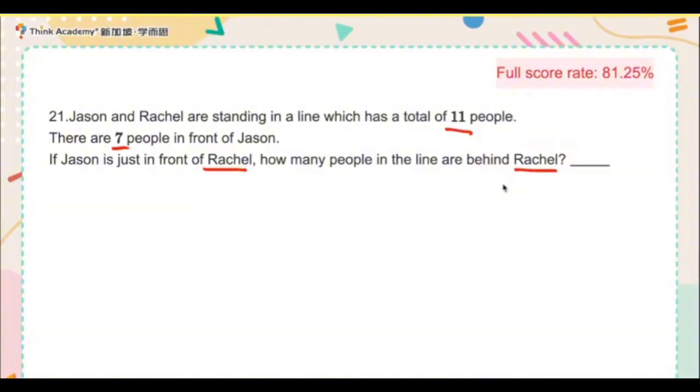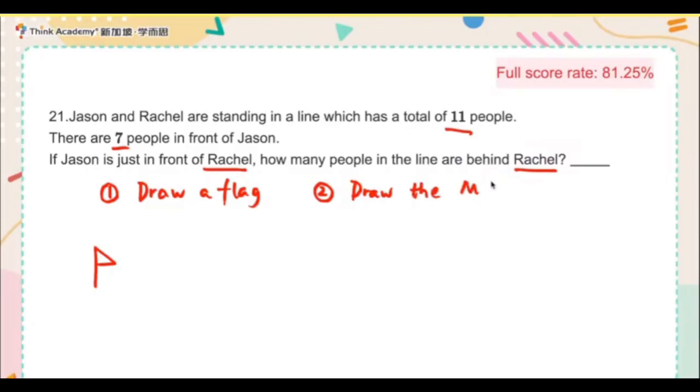When we are doing the queuing problem, we can always draw the diagram. The first step, everyone, is to draw a flag. Take down the note, everyone. Write down together. Draw a flag to show where is the front, where is the back. The flag shows the front, okay? Then the second step, draw the main character, the main person in the question. I just write down MC for main character, okay? Then the third step is to label the number.